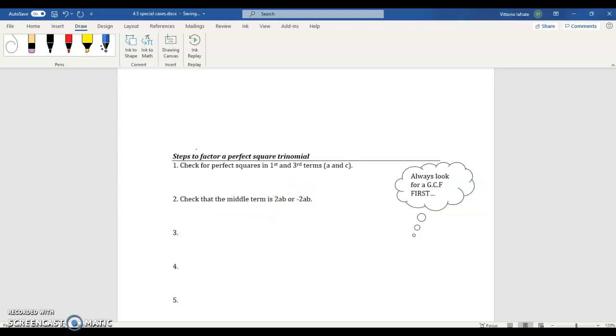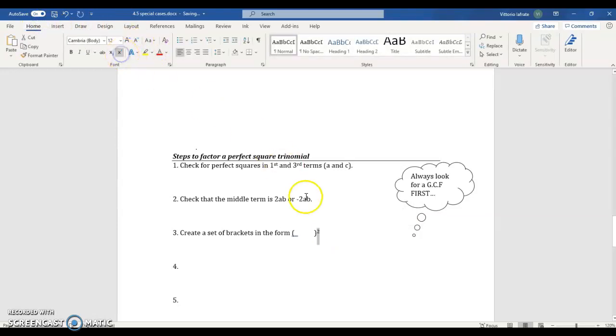Our next step is going to be to create a set of brackets in the form like this. So just one set of brackets to the power of 2. Now we're doing this only if 1 and 2 checked out, only if we have a perfect square trinomial at this point.